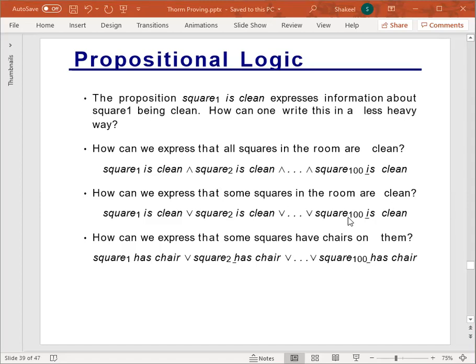Now, how can we express that some squares in the room are clean? We are going to use a disjunction: either square 1 is clean, or square 2 is clean, or square 100 is clean. We can also, for example, express that some squares have a chair on them. In other words, square 1 has a chair, or square 2 has a chair. Also, it's going to become really heavy to express information about all the possible components in the world.